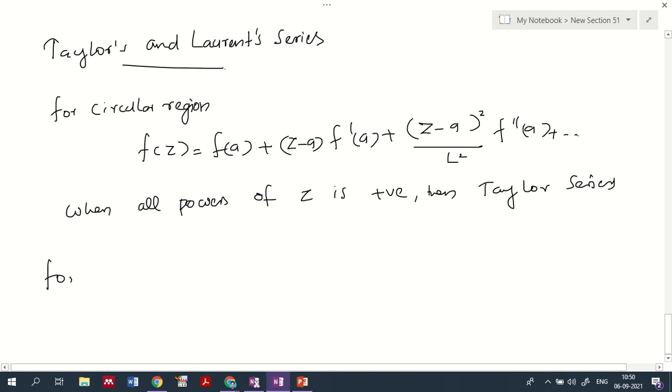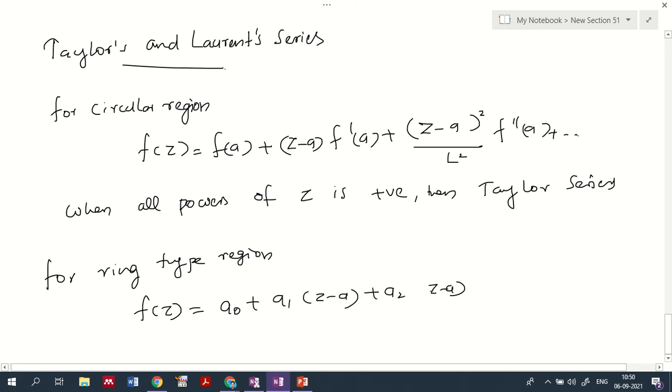Okay, now if you consider a case for a ring type region, okay, so we'll have ring type region. So in this case f of z will be equal to a0 plus a1 into z minus a plus a2 z minus a square plus etc, a minus 1 z minus a to the power minus 1 plus a minus 2 z minus a to the power minus 2 plus etc.